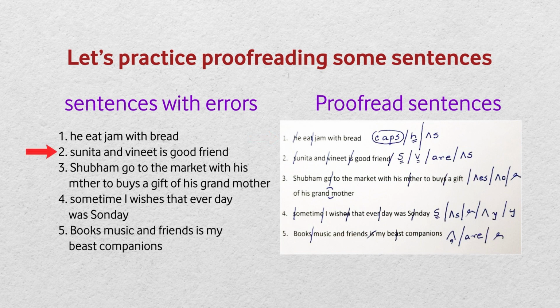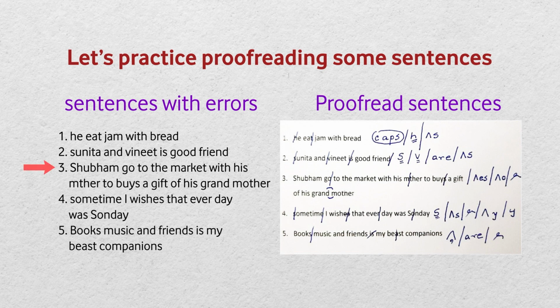In the second sentence, both Sunita and Vineet's name should be capitalized. So the S and the V should be in capitals. And of course, again with subject verb agreement, and considering that there are 2 people involved here, we need not is but are, A-R-E. So the is replaced by are, and of course, the minute you put in the are, the friend has to become friends. So that after I have proofread it, the printer or the publisher will understand that the correct sentence must be Sunita and Vineet are good friends.